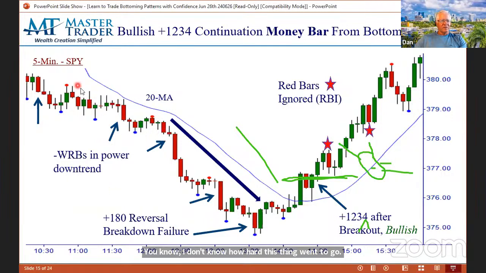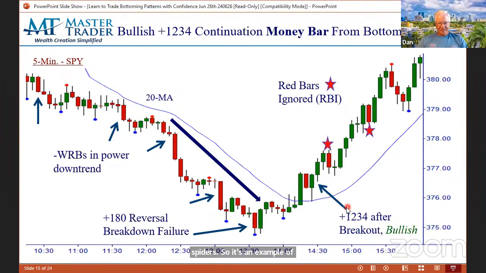So Greg, this was actually your trade a while back, spiders. So it's an example of today's subject on a 5-minute chart. And we've been talking about this 1, 2, 3, 4, and so forth. But since you traded it, why don't you explain it?